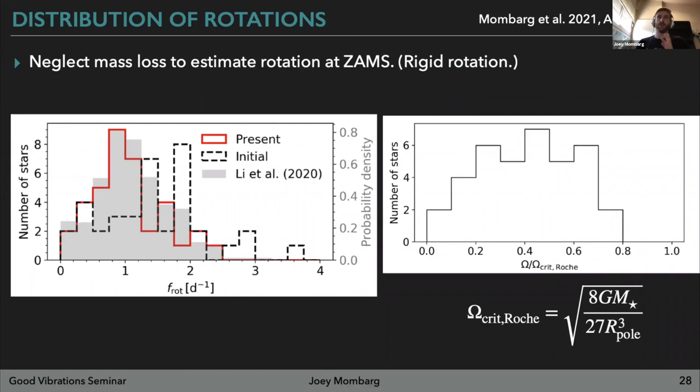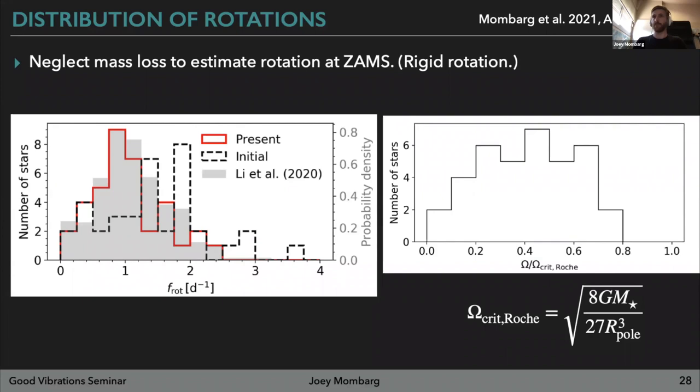So if we neglect the mass loss and assume rigid rotation, we can then backtrack what the rotation should have been at the zero-age main sequence. So I'm showing that right here. It is also a Gaussian distribution, but it peaks more around 2 cycles per day, whereas the present one seems to peak around 1 cycle per day.